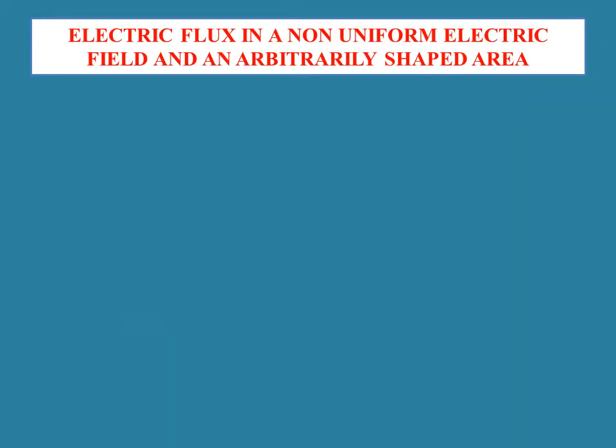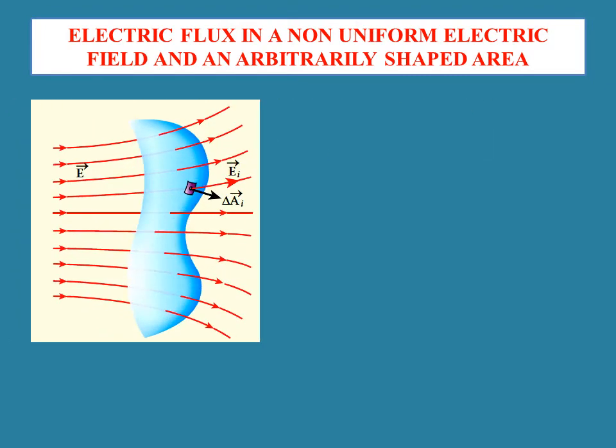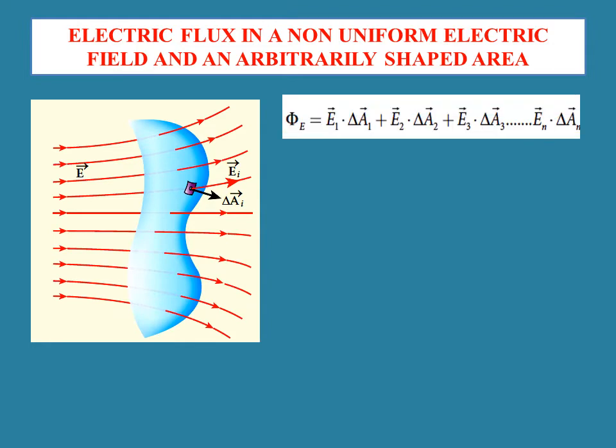Which is equal to EA cos theta. Next, suppose you don't have a uniform electric field. You're going to find out the electric flux in a non-uniform electric field, and it is not a flat surface, so it is an arbitrarily shaped area. Then we'll have to divide the entire area into small parts. You call it as delta A_i. That is the differential quantity of the total area A. So each one is divided into delta A_i.